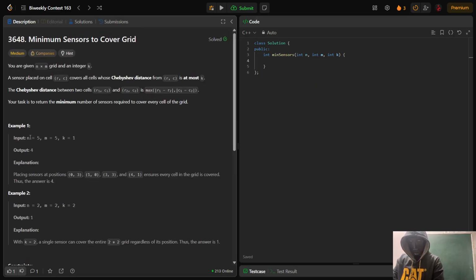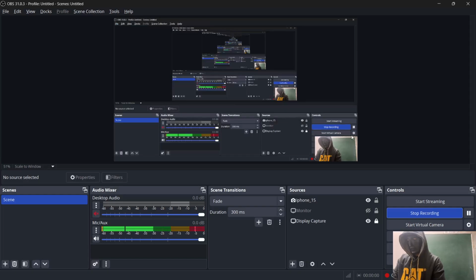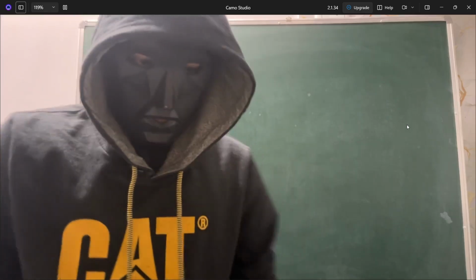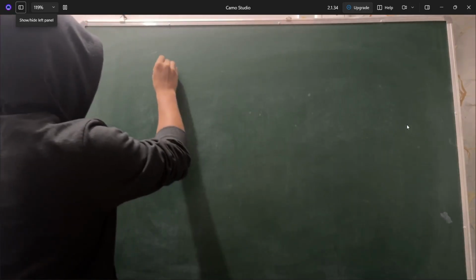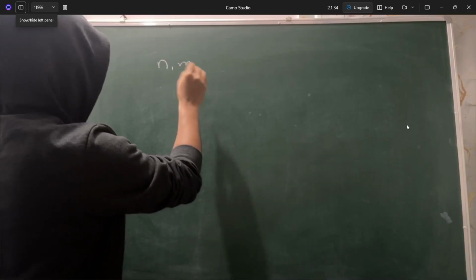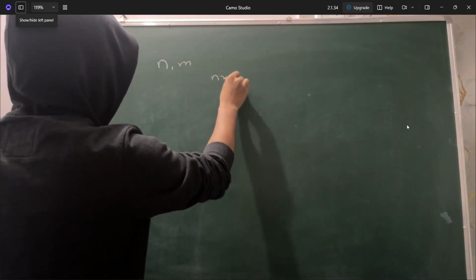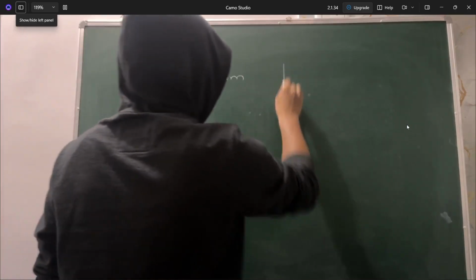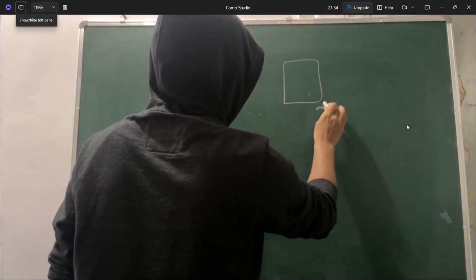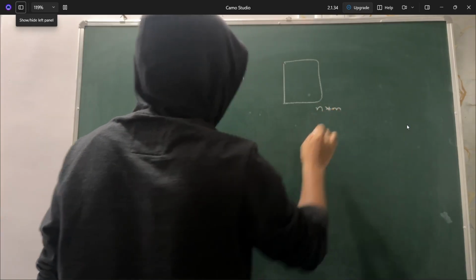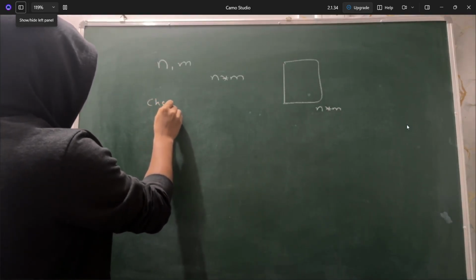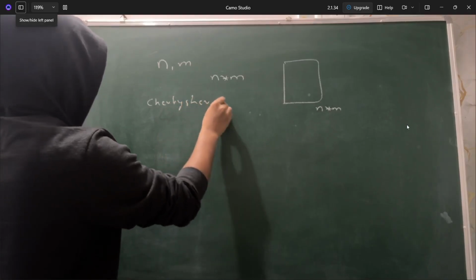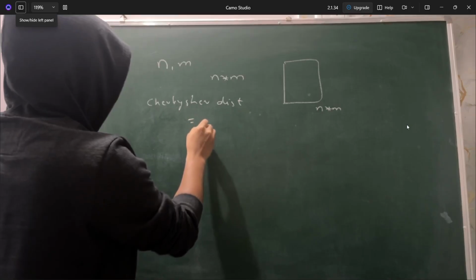So yeah, let's understand the example. They have given n equal to 5, m equal to 5, k equal to 1. It's easy, it's basically a greedy approach. They give n comma m, which is the grid of size n cross m, and they're talking about some distance, the Chebyshev distance.